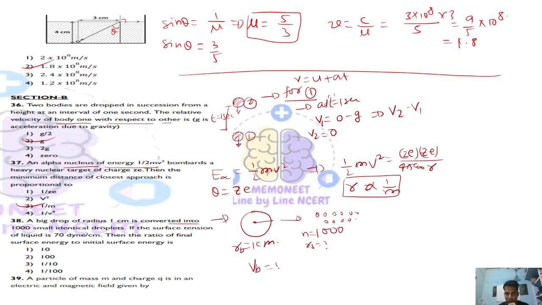Volume of big equals 1000 times volume of small. It's simply 4 by 3 pi r cube equals 1000 times 4 by 3 pi r small cube. From here you can calculate r small. Okay, let's see the other question. If the surface tension of the liquid is given, okay, it is talking about the surface tension.